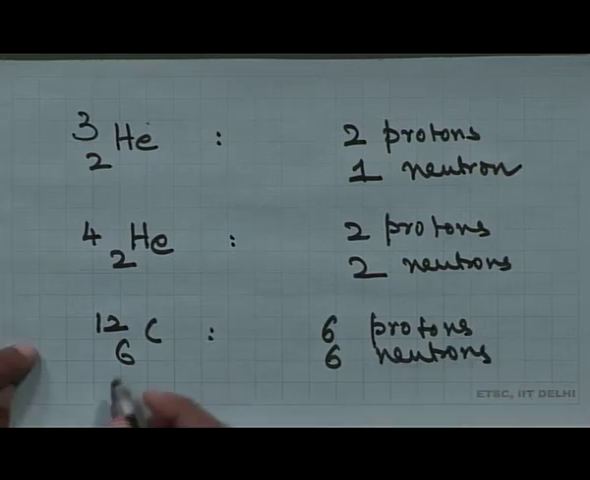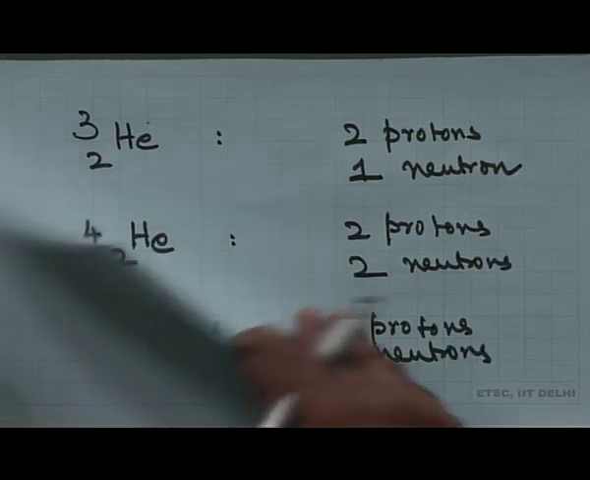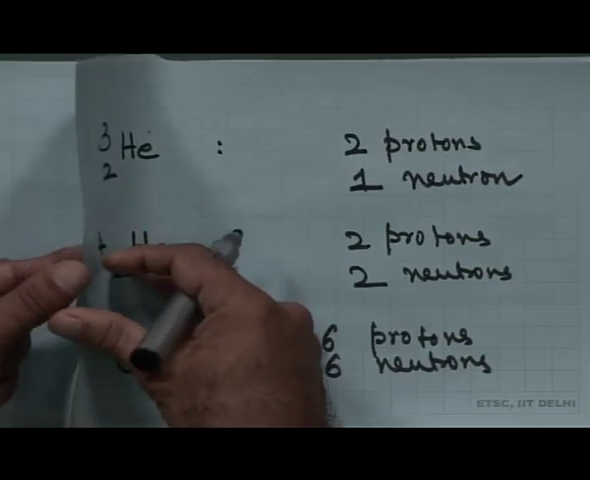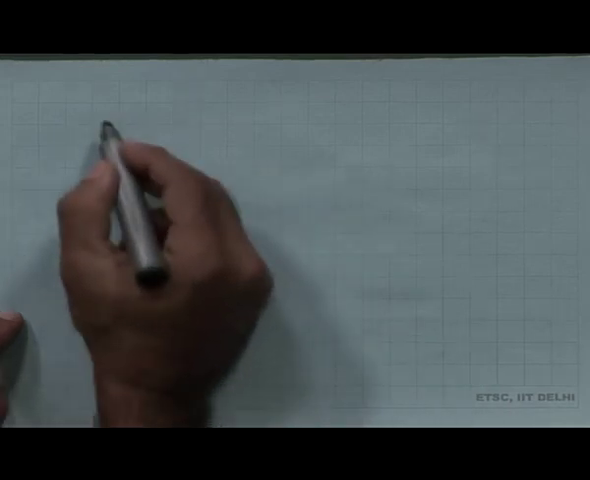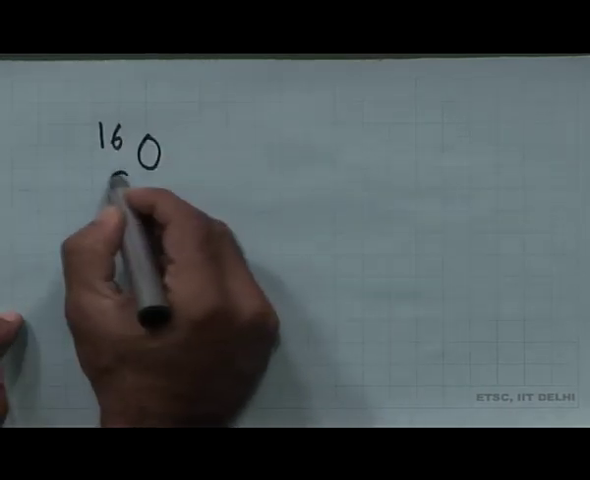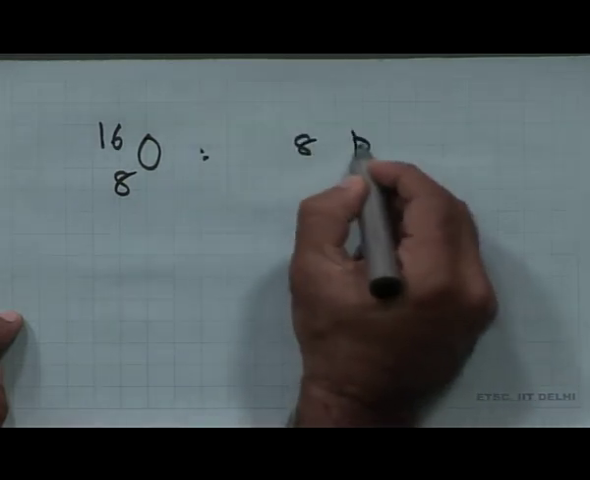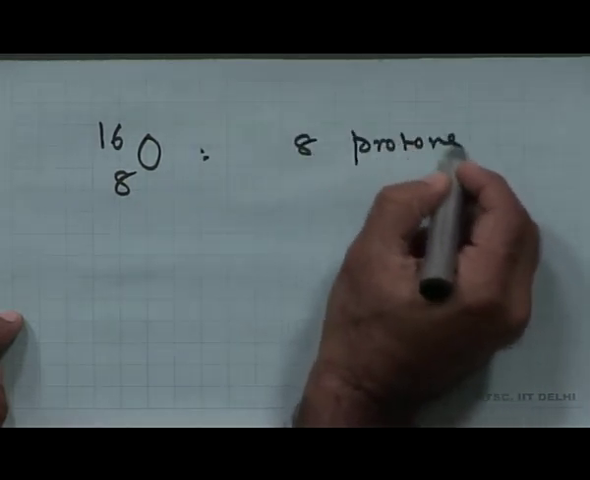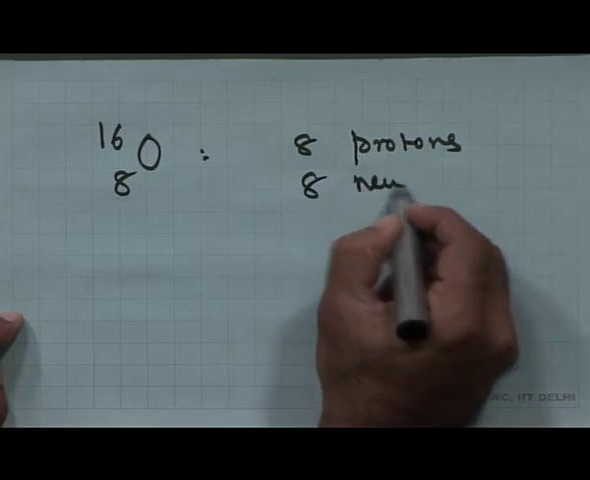That is what you have. Similarly, I can write one more, which I do remember. After that, I will have to look up some data. So if you look at, for example, oxygen 16, 8 protons, 8 neutrons. These are very stable.